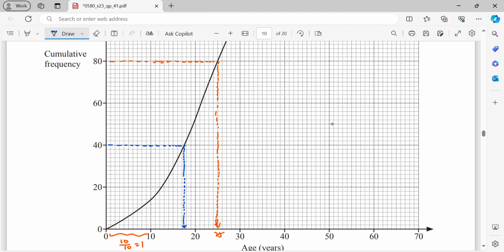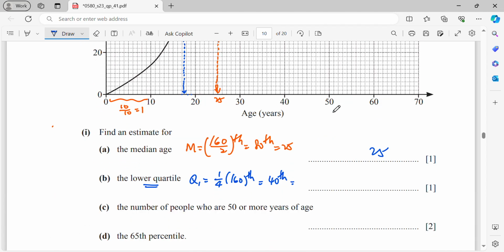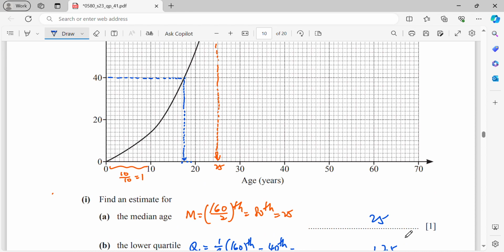Then from here, when you read, it is 19, 18, so 17 is here, so 17.5. You can say it is 17.5, right, because here is 19, this is 18, this is 17. Now the number of people who are 50 or more years of age. 50 or more years. Okay, so now you refer to the years.